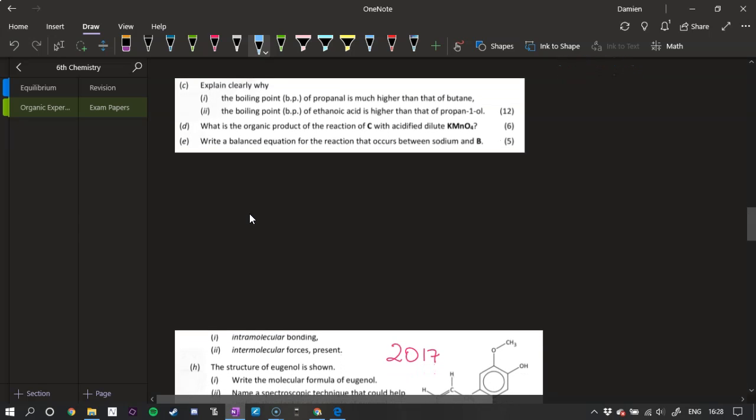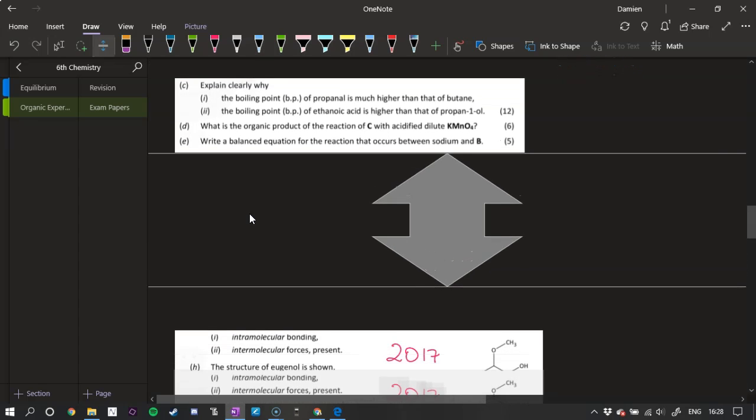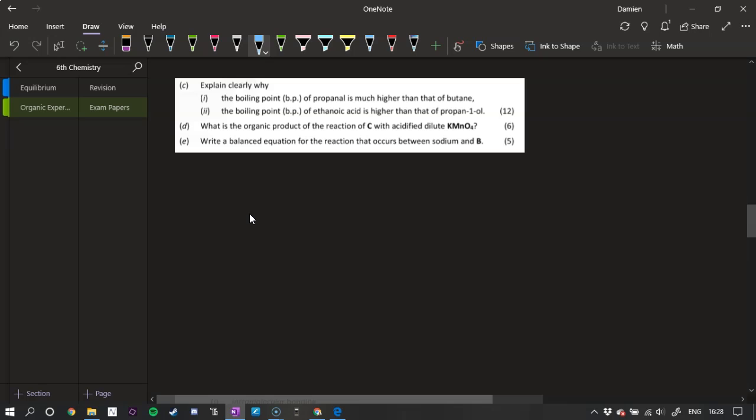Part C of that question, think of it as space. So part 1, explain why the boiling point of propanal is much higher than that of butane. So we'll have a go at that first. So boiling point of propanal. So propanal, of course, is an aldehyde. And that's a C double bond O and H. And then butane is an alkane. And the alkane's main functional group is its C single bond C.